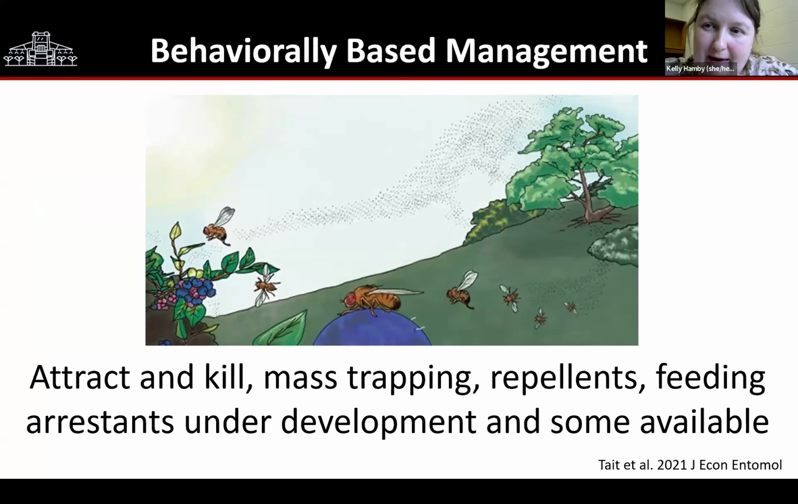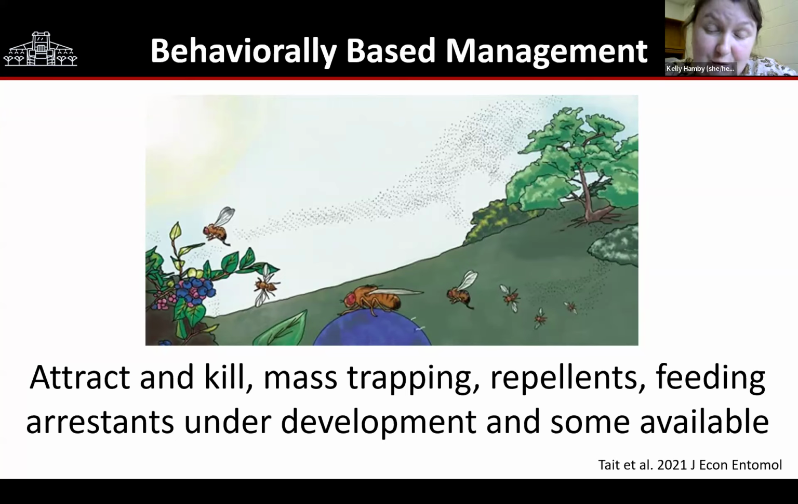I also like to talk about behaviorally based management here, because this is another use of those attractants that we've been developing to lure them into those traps. You can have attract and kill systems or mass trapping systems, where you're basically trying to pull spotted wing Drosophila out of the system by catching lots and lots of them. There are also some repellents and feeding arrestants that are under development, and some of them are commercially available. Behaviorally based management relies on them not being attracted to your crop, or you being able to kill enough of them that you're not going to have an issue.